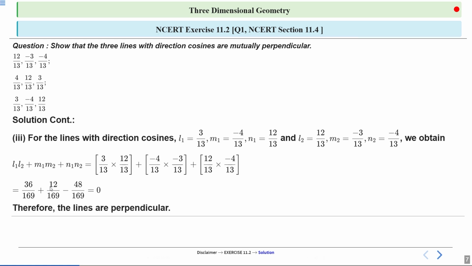Therefore, since each pair of lines is perpendicular to each other, we can now conclude that the three lines are mutually perpendicular.